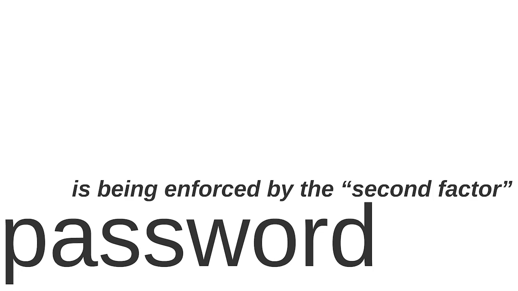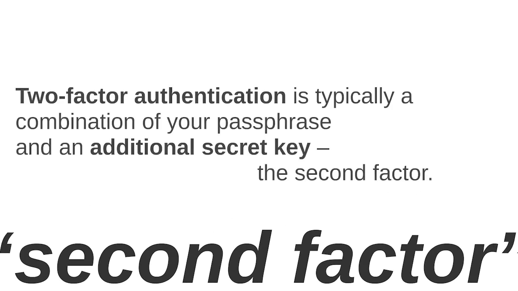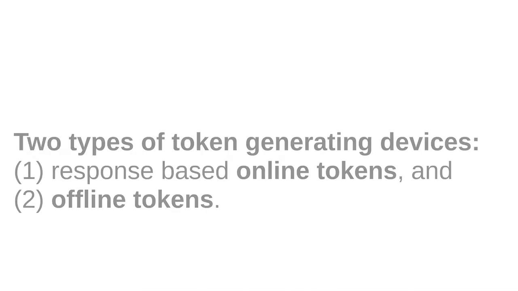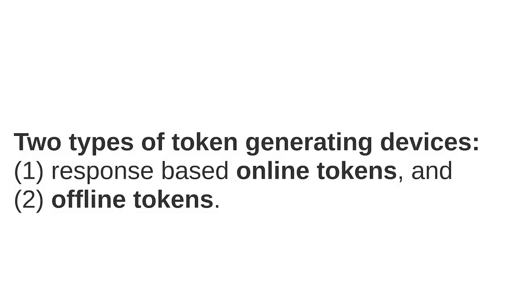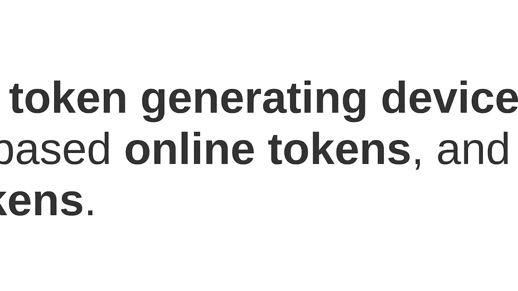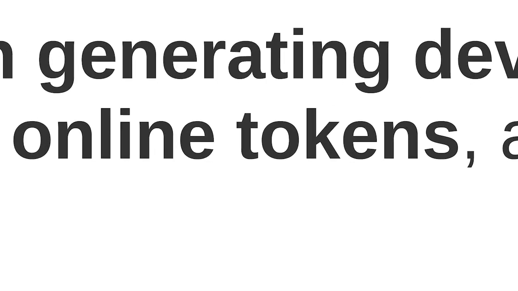Two-factor authentication is typically a combination of your passphrase and an additional secret key, the second factor. This key is often a token generated by a device or an app in your possession. I should note that there are 2 types of token generating devices. First, response-based online tokens, and second, offline tokens. Online tokens most often offer the ability to respond in a way to a server and digitally sign the response to make the transaction hacker-proof.